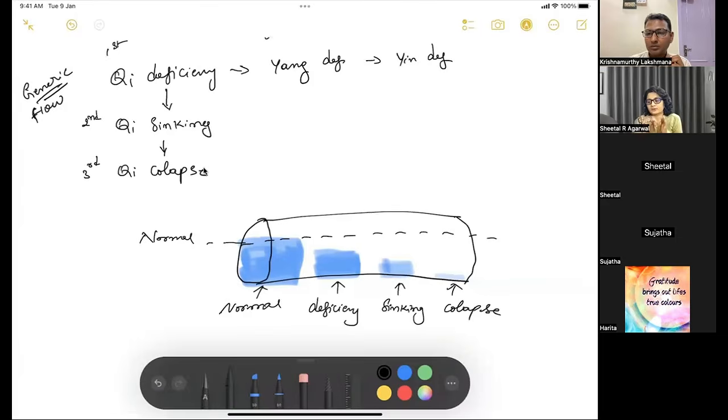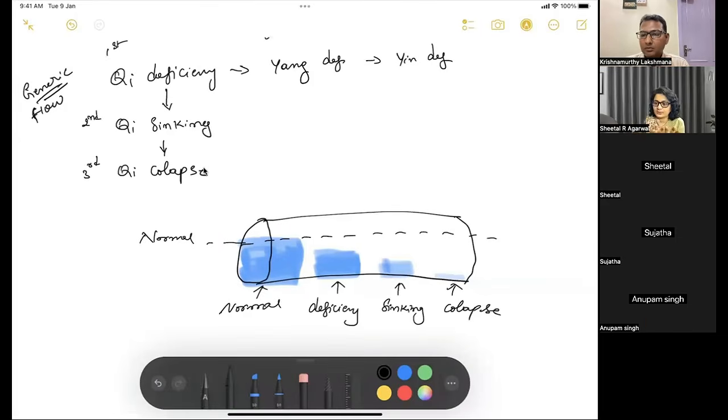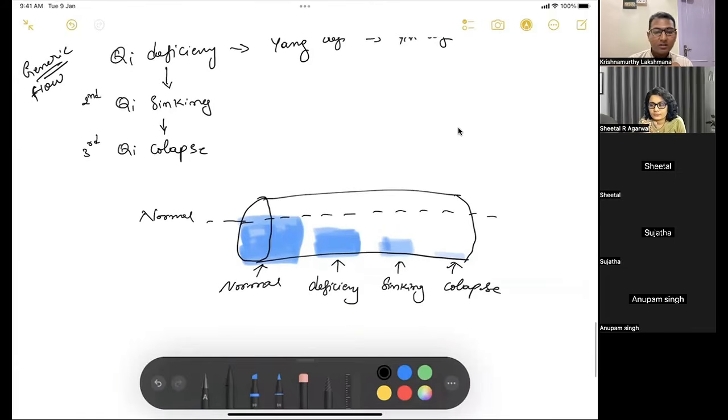Clear? Sir, will the organs also flow like this? First it would be kidney yin, then heart yin. Is there any flow in that also? There are a lot of flows. You will understand this. You are in which semester? Semester 5. If you read the treatises, there are different flows, there are many things. Any other question?